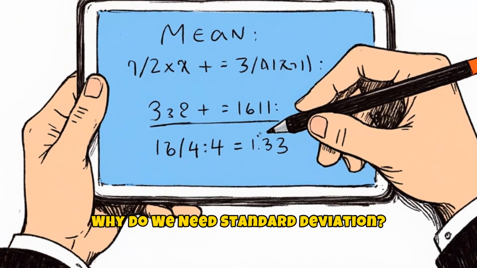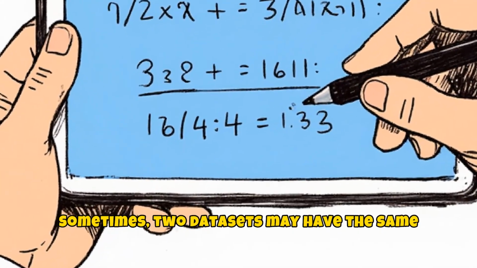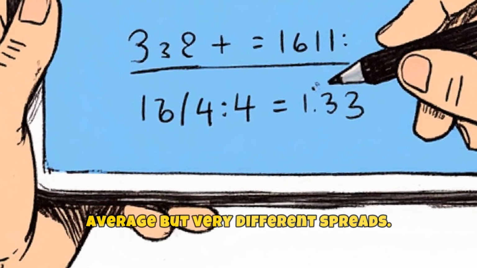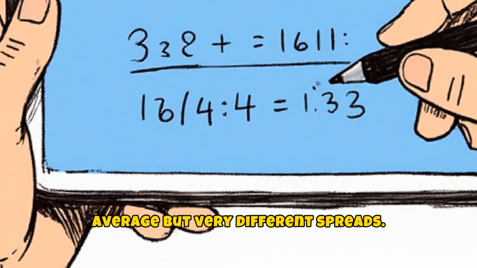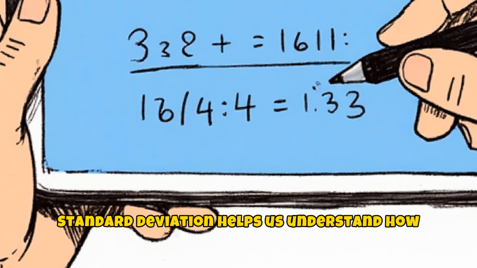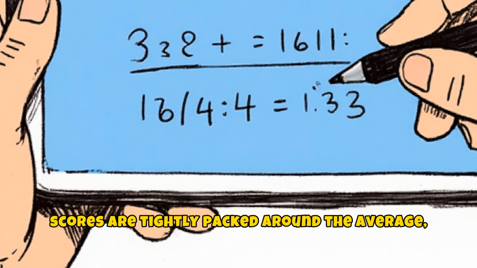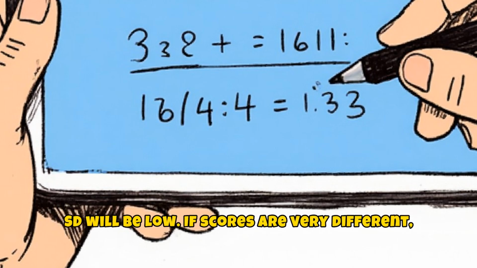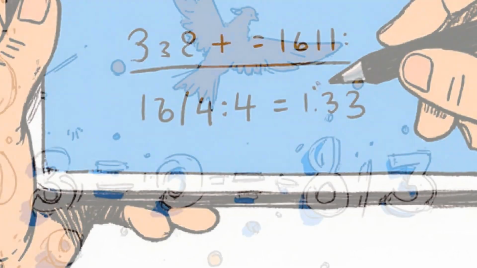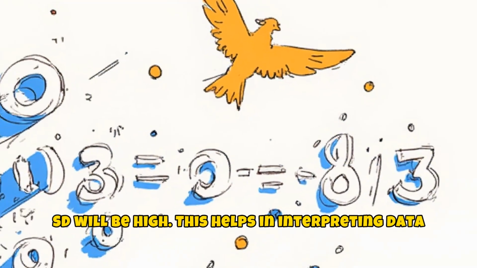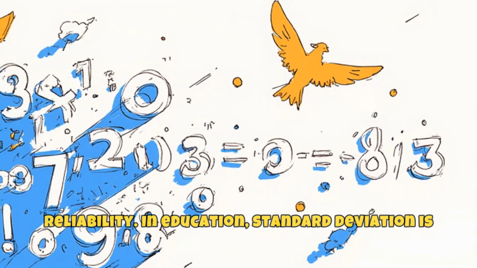Why do we need standard deviation? Sometimes 2 datasets may have the same average but very different spreads. Standard deviation helps us understand how consistent the data is. For example, if exam scores are tightly packed around the average, SD will be low. If scores are very different, SD will be high. This helps in interpreting data reliability.